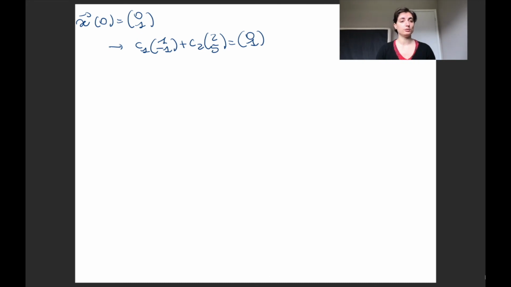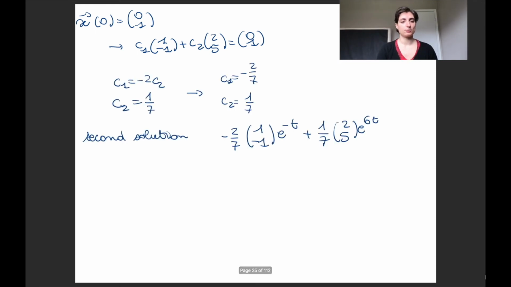The second solution is the one that satisfies initial conditions (0, 1). And we go through the same steps. We find c1 and c2, and we find a second solution. It has the same structure as before, but different coefficients. So we have the first eigenvector multiplied by minus 2 over 7 exponential of minus t, and the second eigenvector multiplied by 1 over 7 exponential of 6t.